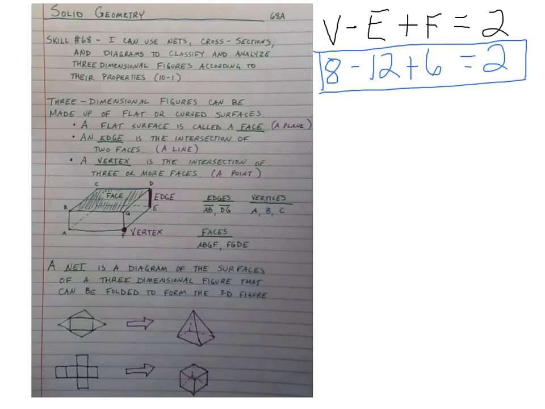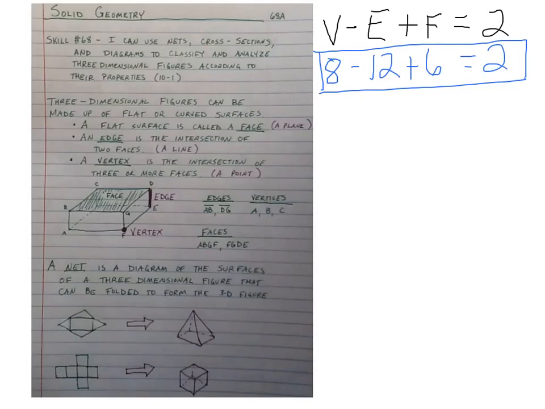The next term is net, and a net is a diagram of the surfaces of a three-dimensional figure that can be folded to form the 3D figure. So if you take this diagram right here and you were to cut it out and fold it up, you would find that it makes a triangular pyramid. The net below that is composed of all these squares. If you were to cut it out, it makes a cube.